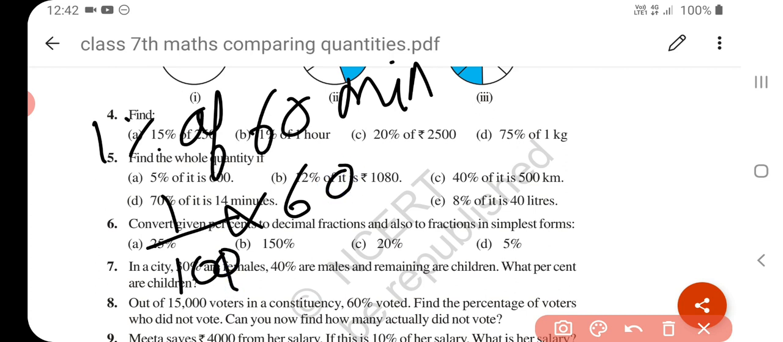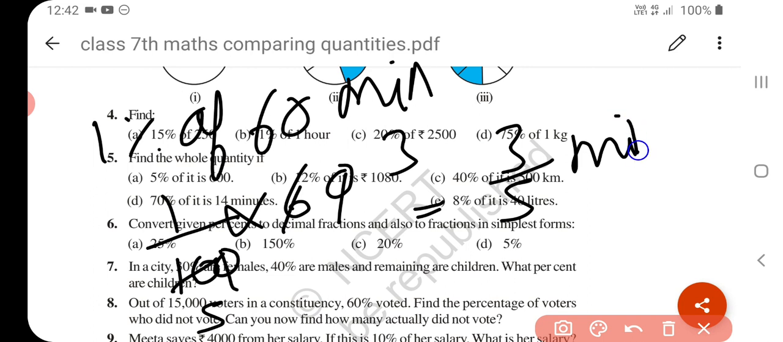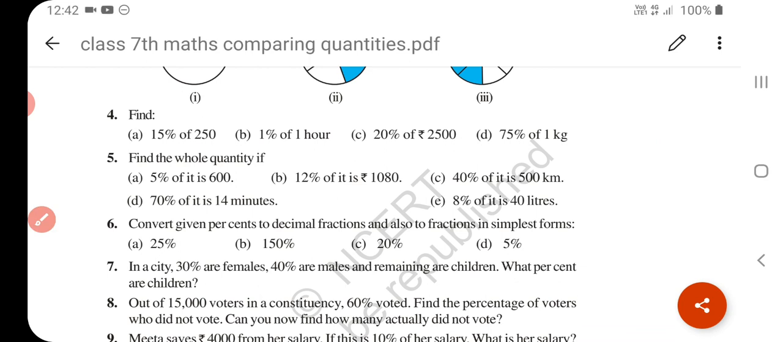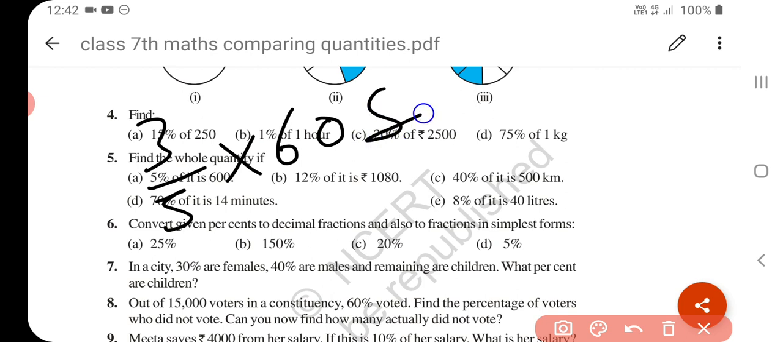Okay, so the 0 will cancel with the 0. 2 3s are 6, 2 5s are 10. So it becomes 3/5 minute. But if you want to convert it into seconds, then you know 1 minute is equal to 60 seconds. So you can also write it as 3/5 into 60 seconds.